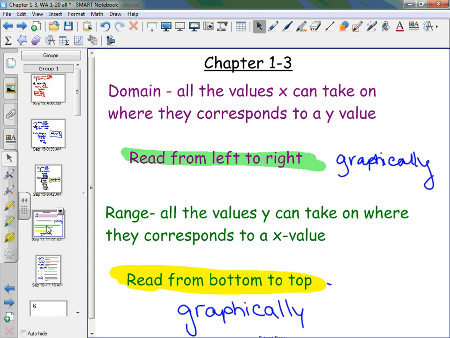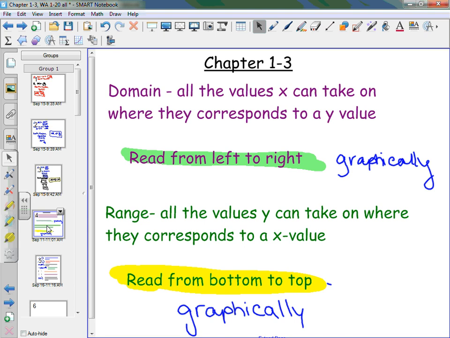What does it correspond to? Does it correspond to a y above you, or a y below you? Because you're reading from left to right, you're still checking each x value. Does it have a y value? Is there a missing y value there? That is domain.